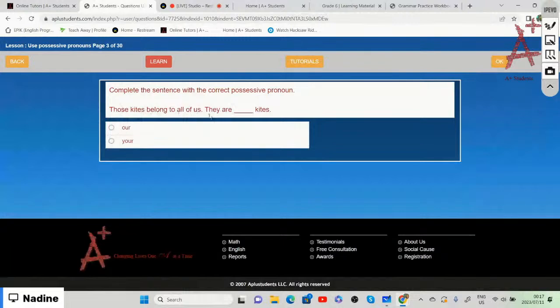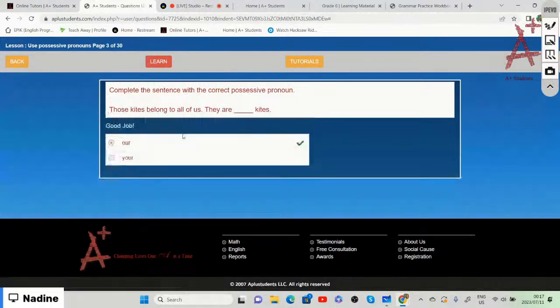Those kites belong to all of us. So if those kites belong to all of us, is it our kites, or are they your kites? If something belongs to us, is it ours or yours? We need to choose one of the options that consists of pronouns to complete the sentence. Well done. So it is our kites.